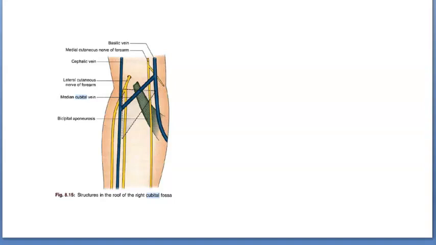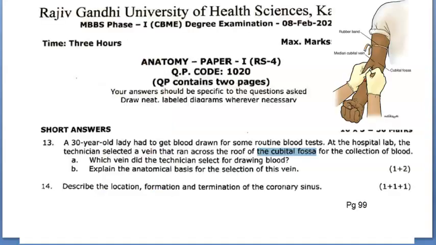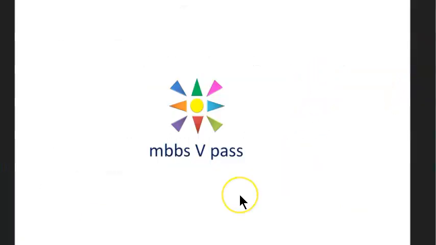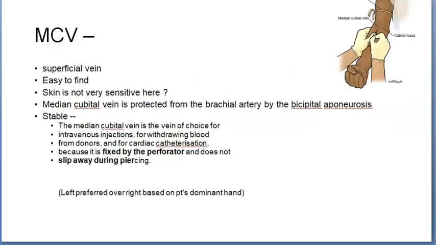Done. Now, which vein did the technician select for drawing blood? Median cubital vein, which connects the cephalic to the basilic vein in the front of the elbow. And explain the anatomical basis for the selection of this vein. Anatomically, why did he choose this? So give it a thought. Where else would you pierce the person who came to draw blood? You would definitely prefer something which is superficial, easy to find, right?